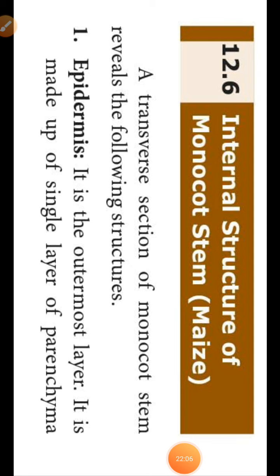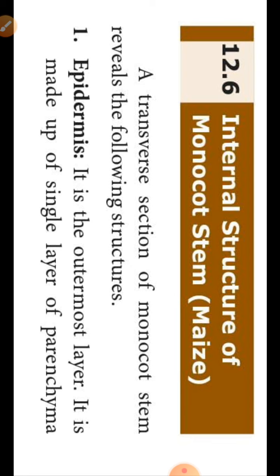Internal structure of monocot stem. A transverse section of monocot stem reveals the following structures. Epidermis. It is the outermost layer. It is made up of a single layer of parenchyma cells.